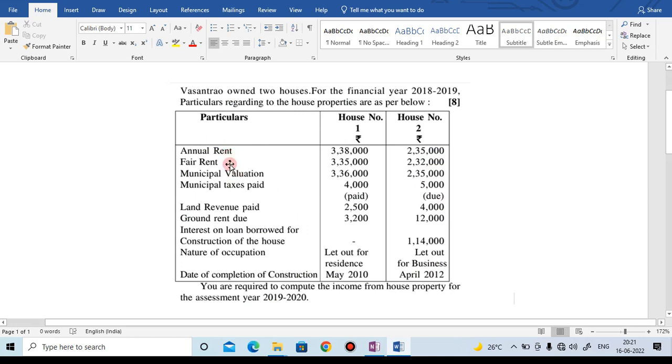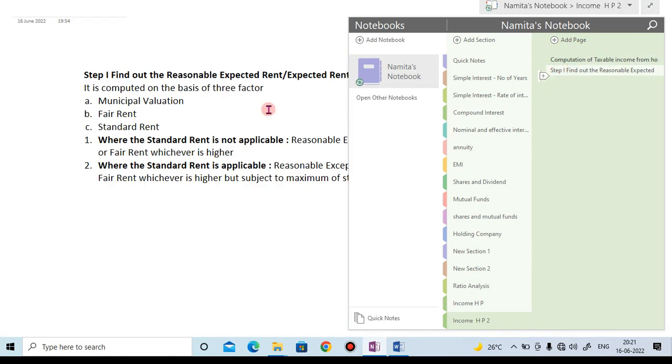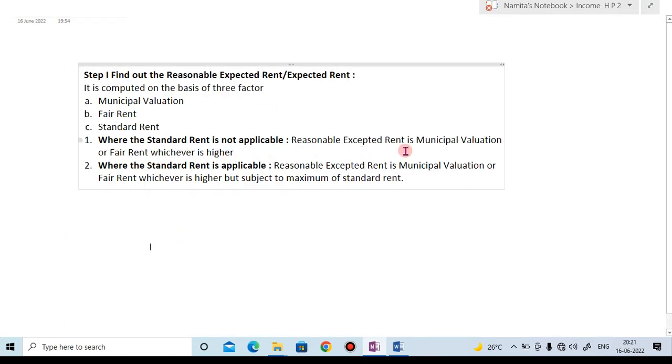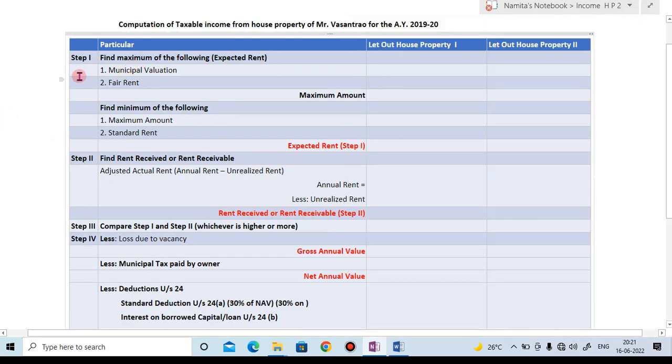Now if you see in this question, standard rent is not given. Then expected rent will be what? If the standard rent is not given, then reasonable expected rent is municipal valuation or fair rent, whichever is higher. Now the first step is, find the maximum of the following. To find the expected rent, we have to identify from municipal valuation and from fair rent which amount is higher. We have to take that as the maximum amount.